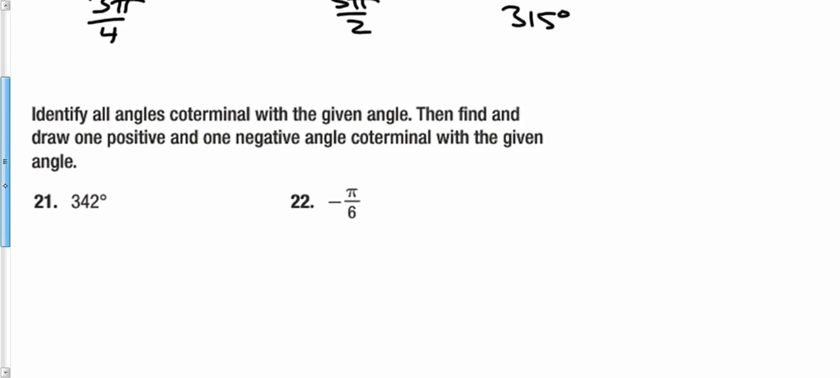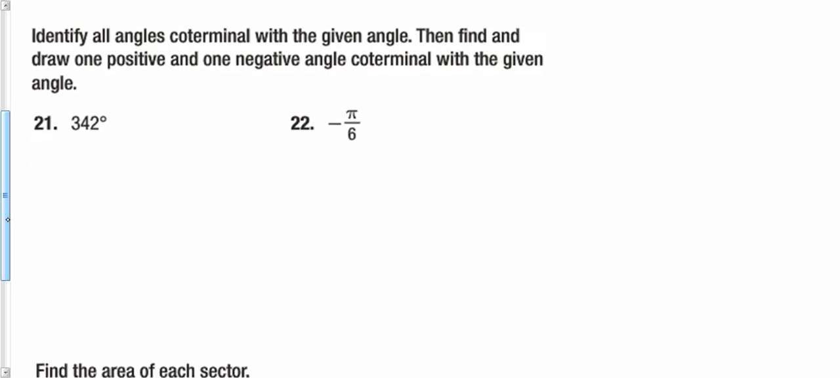Next type of question. Identify all angles coterminal with a given angle, then find and draw one positive, one negative. We're not going to worry about drawing. Let's just find a nice coterminal angle. So for 21, because it's in degrees, we're going to stick with degrees. So we're going to have 342. All we have to do is add 360.